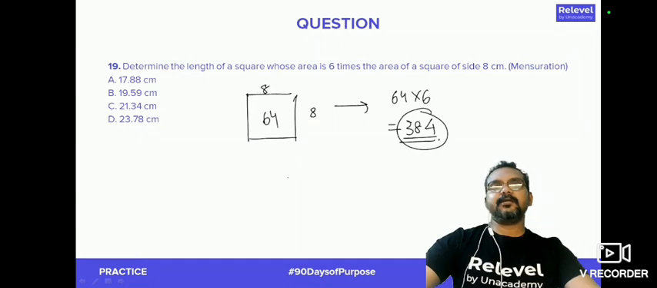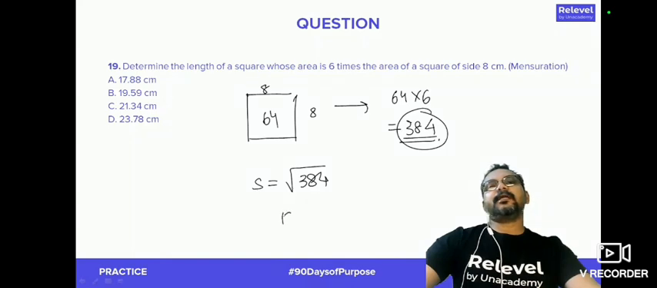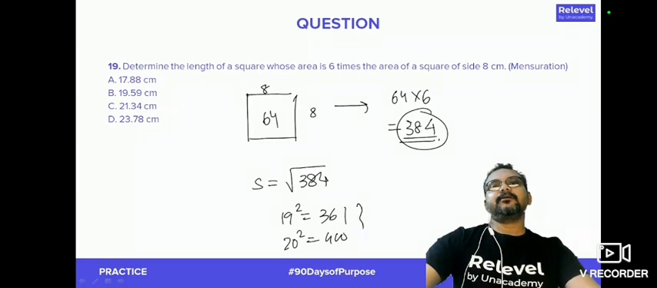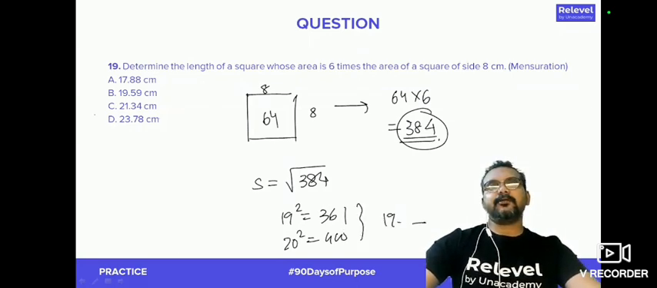So each side of the square will be root over 384. So now 19 square is 361 and 20 square is 400. So clearly the answer will be 19 point something. So the only correct option possible is option B.